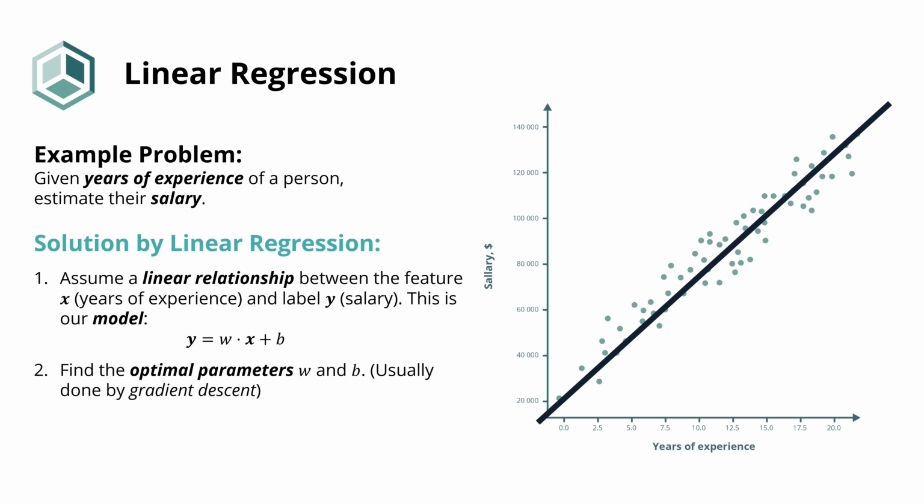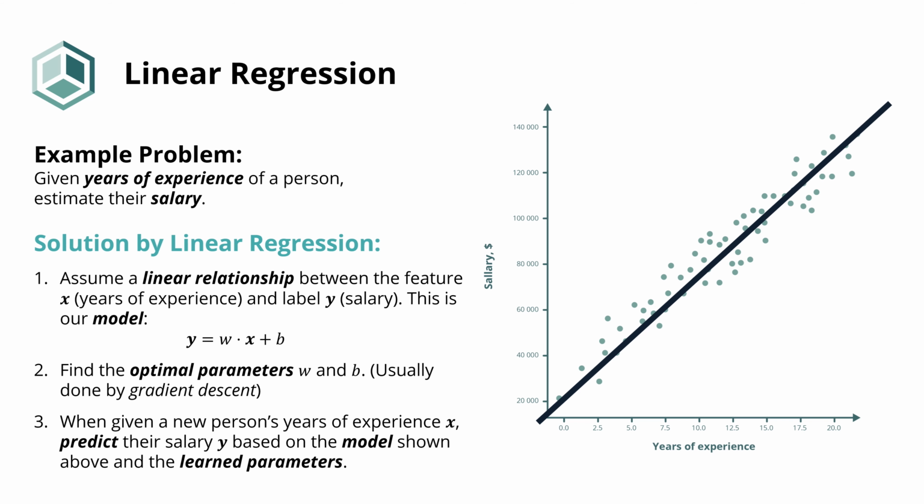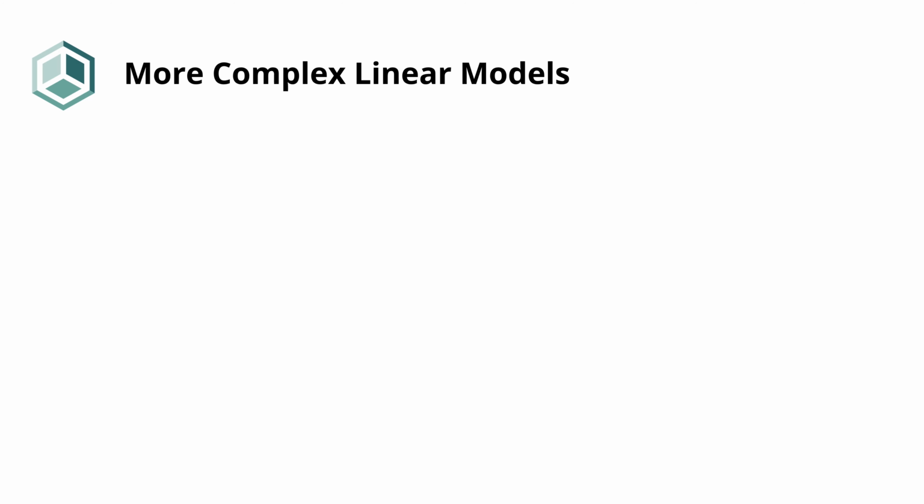A common approach to find those optimal parameters is gradient descent, mentioned in the previous video. Once we have the optimal parameters, we want to be able to predict the salary of a new individual given their years of experience. To do this, we simply plug in the years of experience into x, use the parameters w and b that we learned, and compute our predicted salary y. Of course, the linear regression model we just showed is very simple. There are multiple ways that were found to make them more powerful.